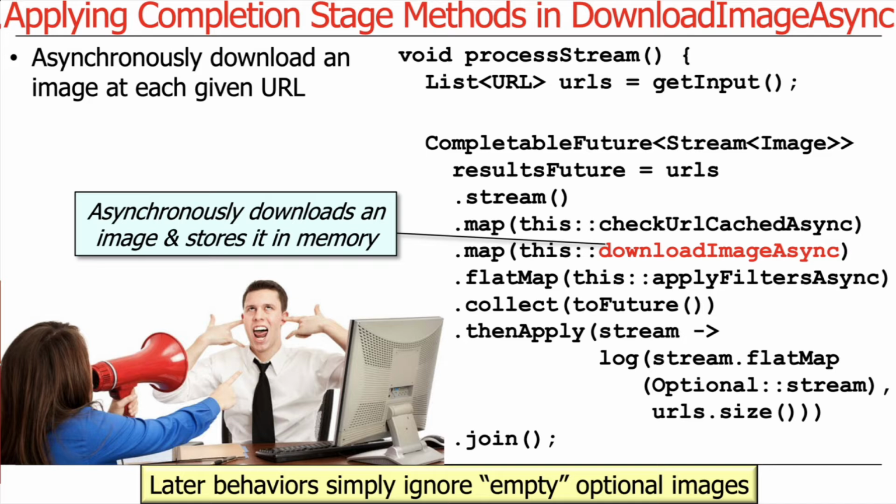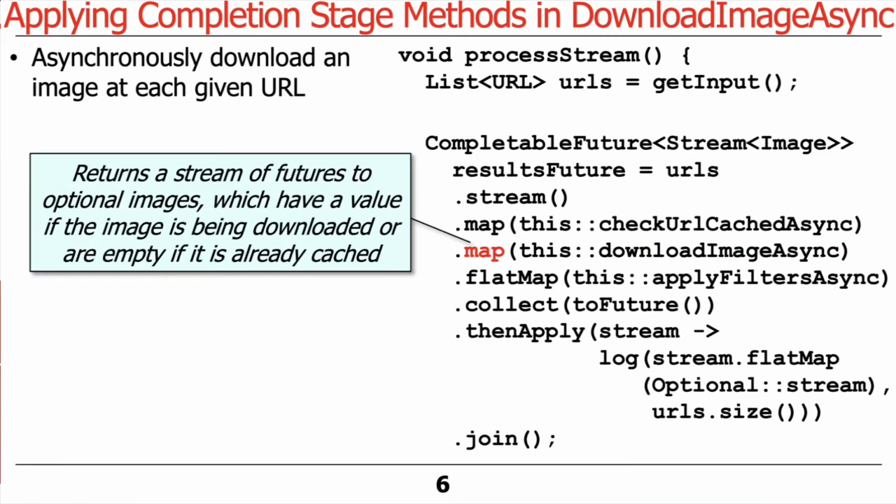Why would you have an empty optional image? Because you had an empty optional URL. So if the URL was already there, we're not going to pay attention to it. We're going to ignore it. So of course, that's going to get percolated down to this call to download image async. And if we had an empty URL, we're just going to ignore it, which means we have an empty image. So the empty image will then percolate down, and you'll see how we get rid of these empty optionals later. So what comes back from map here is a stream of completable futures to optional images, which have a value if the image is in the process of being downloaded asynchronously, or are empty if the image was already cached.